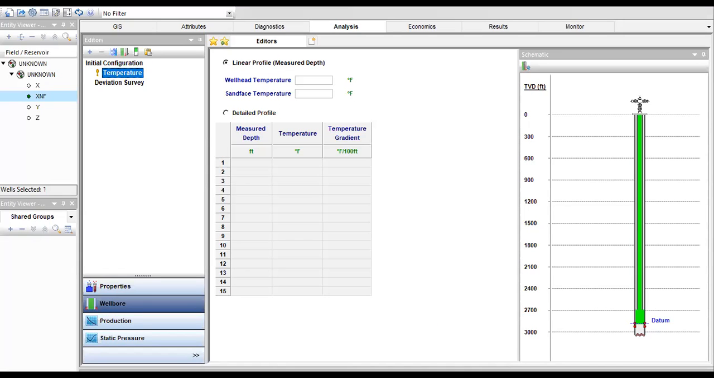Okay, so in the temperature, we have two methods. The first one is linear profile. It's very simple. You just need to input the wellhead temperature and sandface temperature. In this case, I will use the linear profile method, but you can also input the detailed profile if you have the data from the wellbore measurement. You can input the measured depth and temperature, and the gradient will be calculated. So in this case, I will use this one, temperature and wellhead pressure. Okay, so it will be 90, and the sandface temperature is 175.